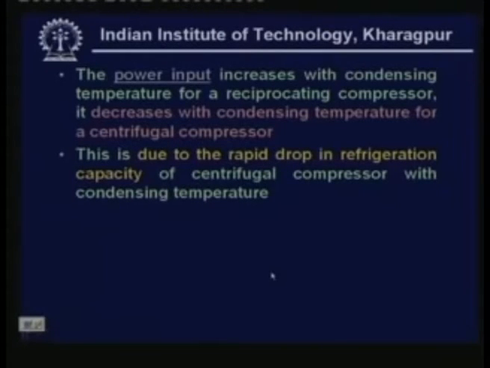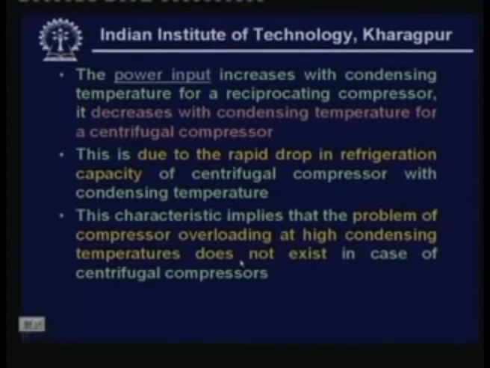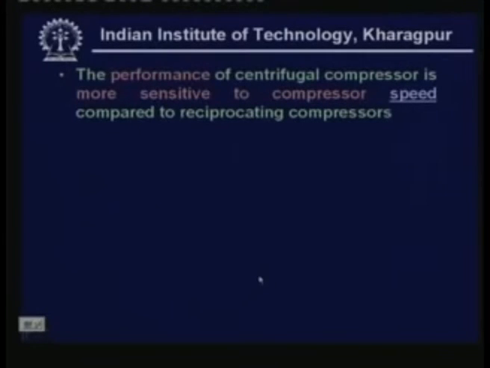As I said, this is due to the rapid drop in refrigerant capacity of centrifugal compressor with condensing temperatures. This characteristic implies that the problem of compressor overloading at high condensing temperatures does not exist in case of centrifugal compressors. The performance of centrifugal compressor is more sensitive to compressor speed compared to reciprocating compressors.